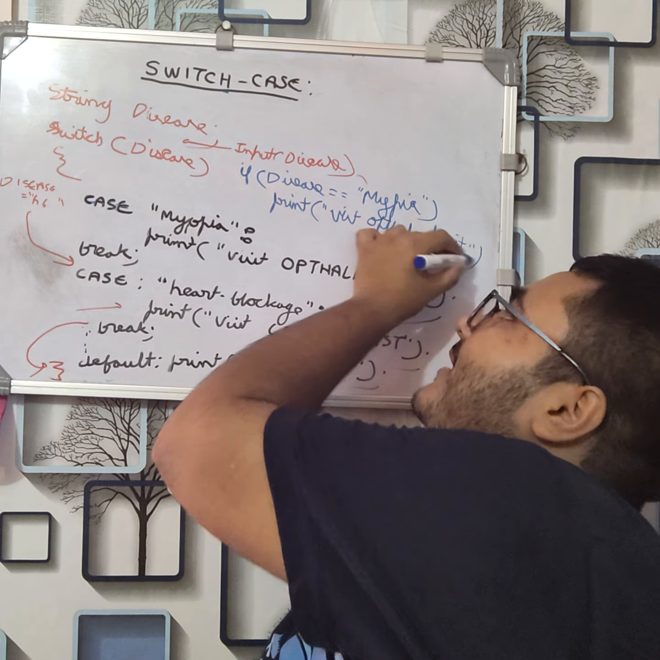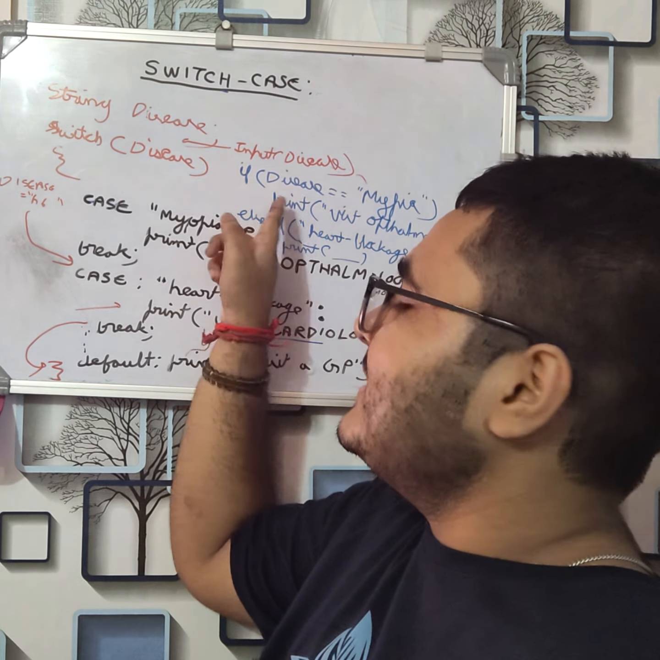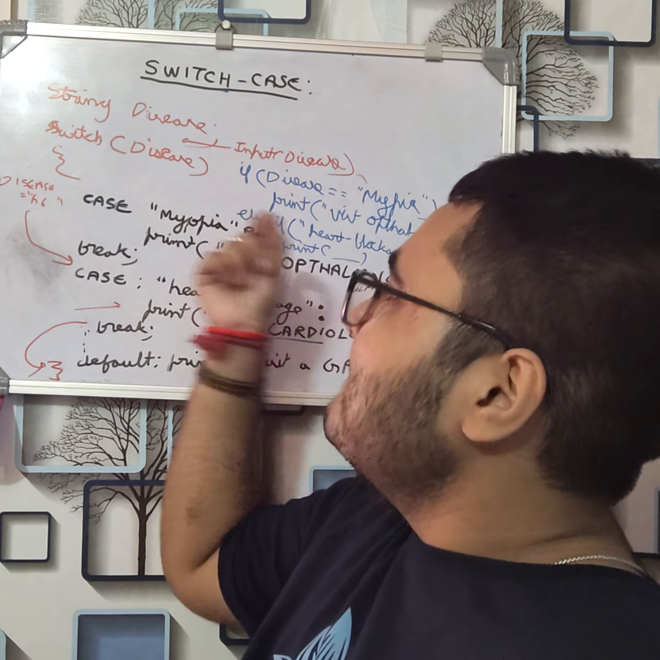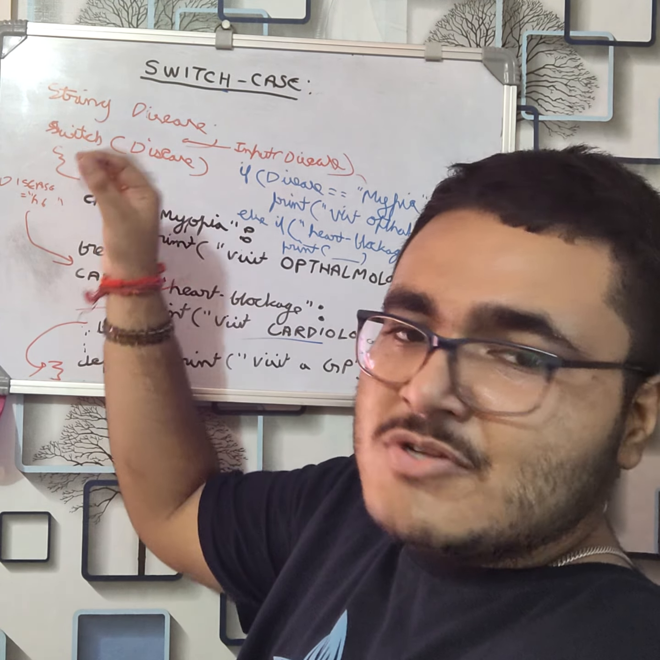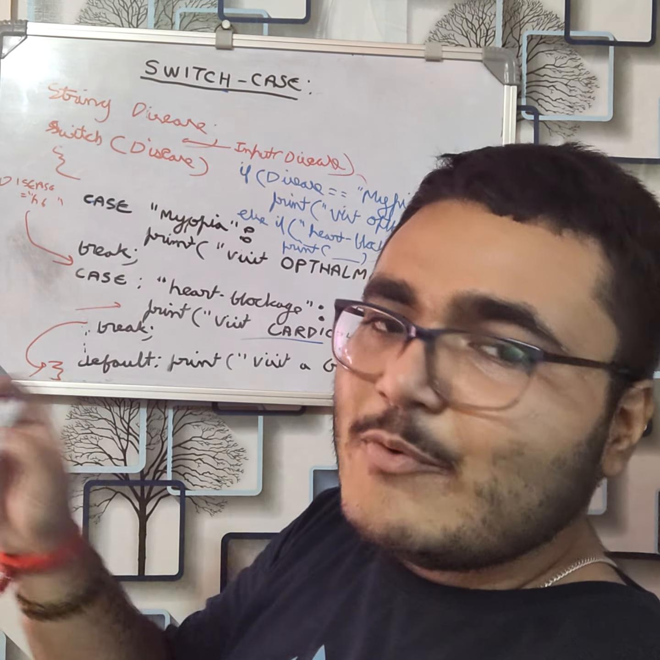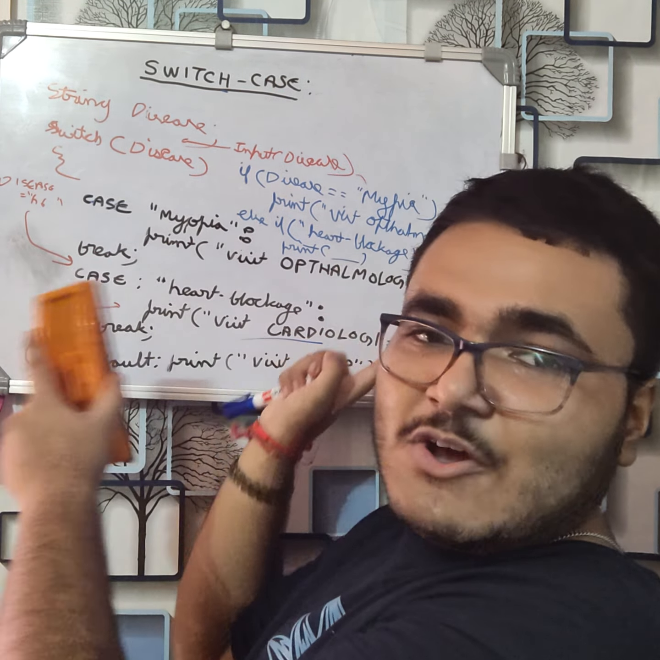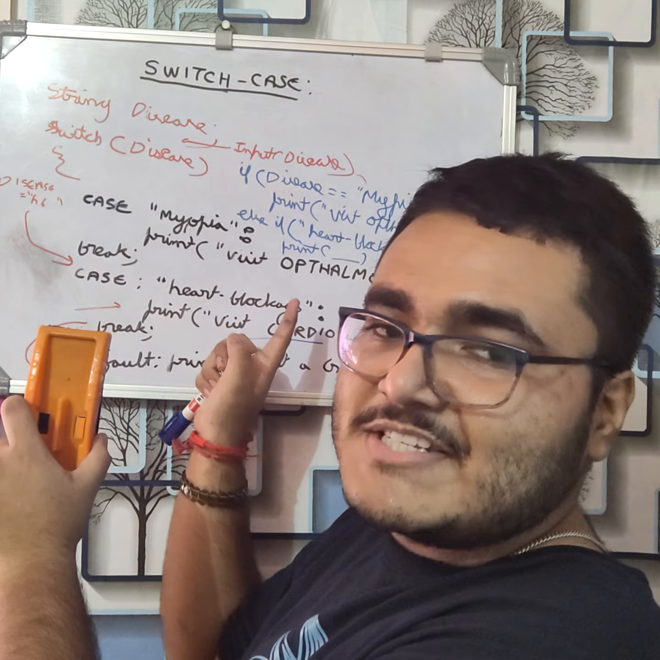Where you are actually switching, you are not comparing anything. In if else we are comparing, we are just making the comparison of whether disease is matching with this. But actually the concept is that disease is switching from one disease to another. So where you are able to switch, you can use switch case. So switch case can be converted to if else ladder.